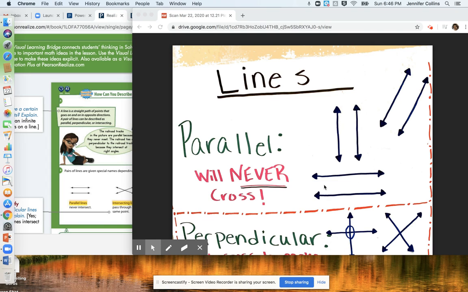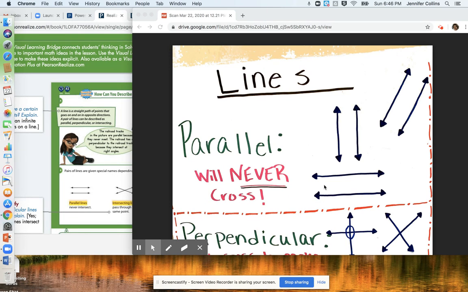Today we're going to talk about geometry. I know we veered away from this for a little bit, but we're going back and we're going to start with lesson 16.1 in topic 16. We're going to focus today on the different types of lines: parallel lines, perpendicular lines, and intersecting lines.